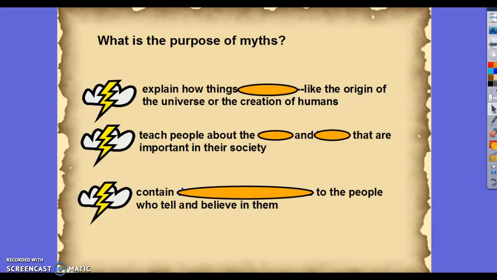So what is the purpose of a myth? Why did they come up with these stories that included these gods and goddesses in them? Again, the main reason is to explain how things came to be, like the origin of the universe or the creation of humans. So for instance, if the individuals in the ancient world were wondering, why is there this big flood, or why did this tsunami occur? Well, they would say, Poseidon, the god of the sea, the god of water, got angry and made this happen. So that's how they explained some of the natural phenomena in the world and how things came to be.